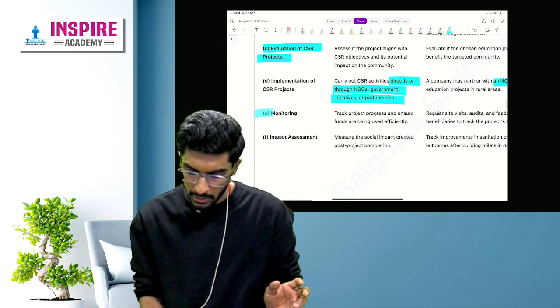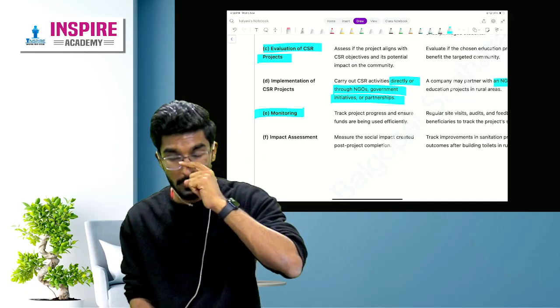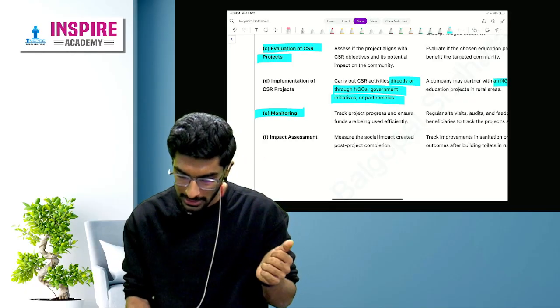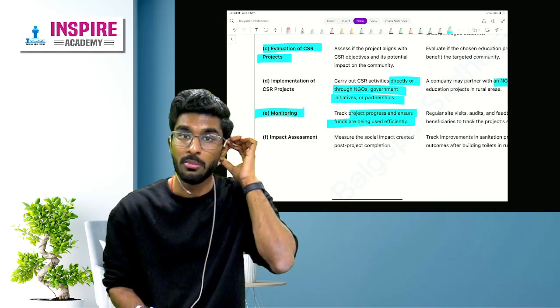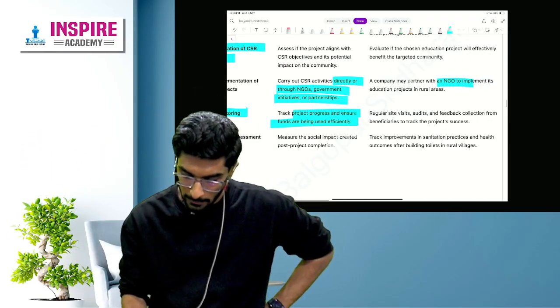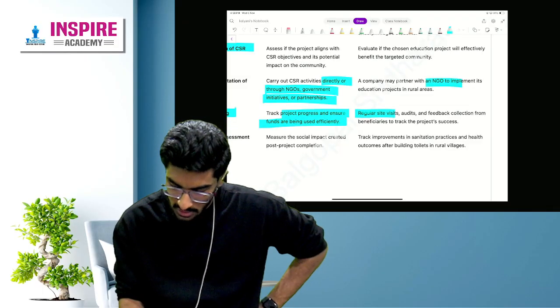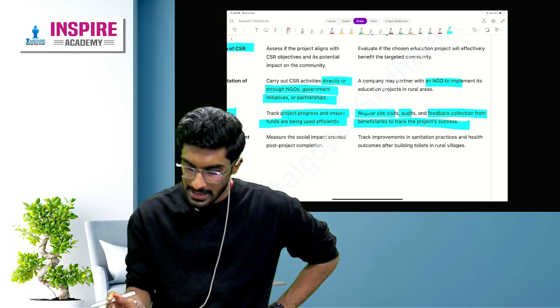Next, people, you are going to monitor whether the activities are carried out as per your planned objectives or not. You are going to track the project progress and ensure funds are being used efficiently. It should not be a case that middlemen are only taking away all the money. So you have to make regular site visits, do audits, and collect feedback from the beneficiaries to track the project success.